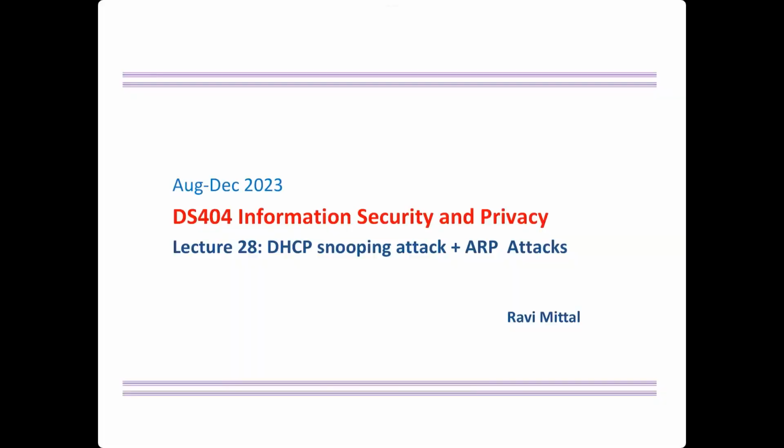All right, so today we will study DHCP snooping attack and ARP attacks, right? We already have learned about DHCP and now we will also learn about the ARP protocol. We have seen one kind of attack which we studied in the last class, which is the DHCP starvation attack, and today we look at DHCP snooping, spoofing attack.